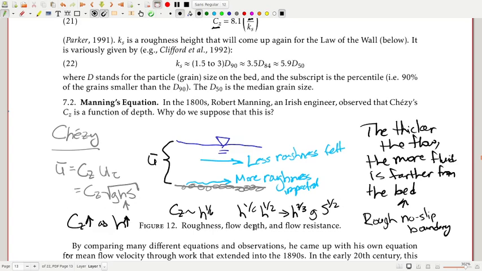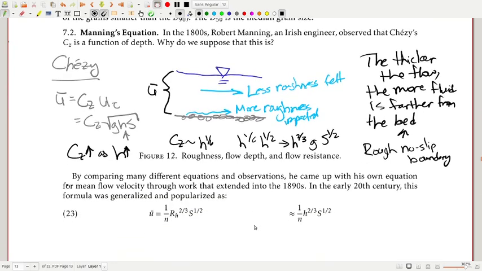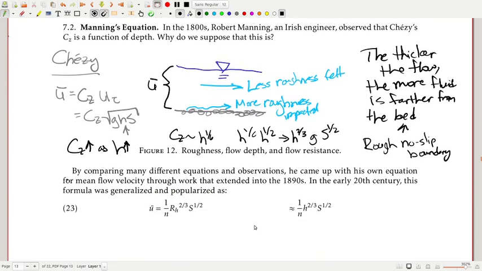And indeed, that's exactly what Robert Manning found. So by combining many different equations and observations that were available in the 1800s while he was working as an engineer, he came up with his own empirical equation for mean flow velocity through work extending all the way into the 1890s. And in the early 20th century, this formula was generalized and popularized as follows.